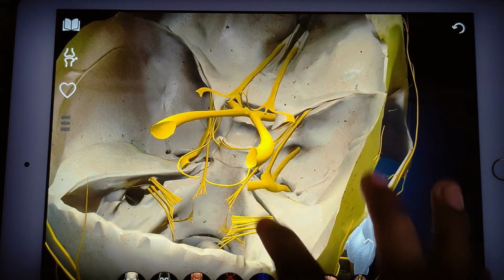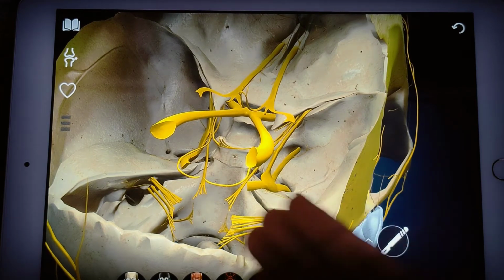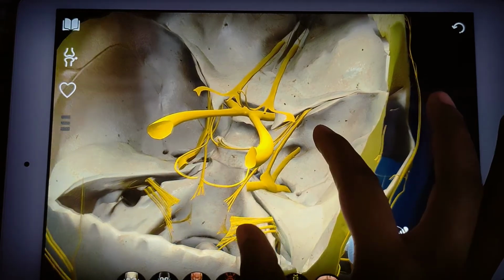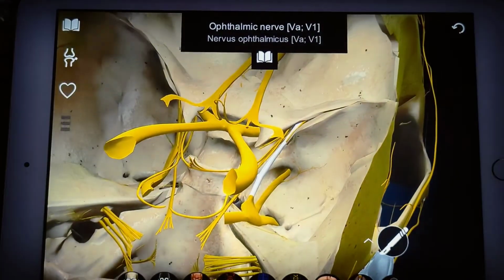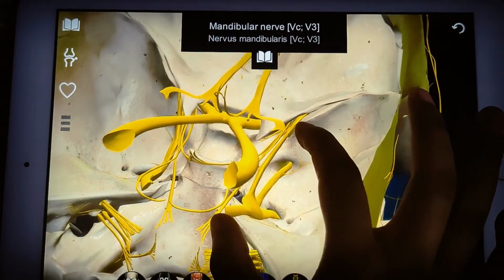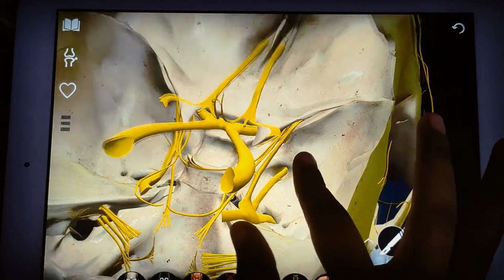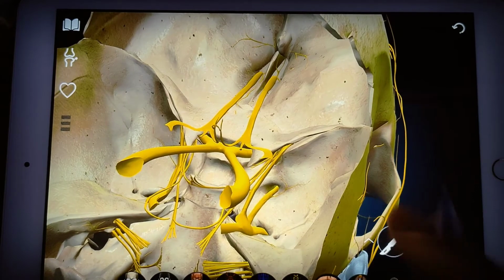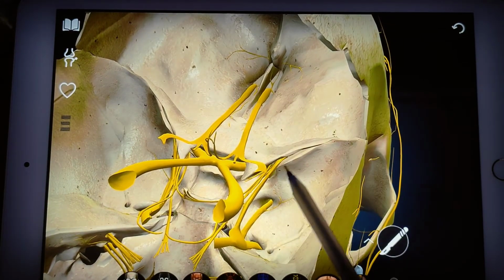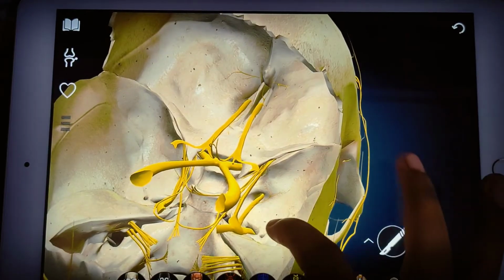The depressed area created by this ganglion is known as Meckel's cave. Now this is your ophthalmic nerve, this is your maxillary, and this is your mandibular. We are concerned about the ophthalmic and maxillary divisions only. First the ophthalmic division starts here and goes to the superior orbital foramen, so it will come into the orbit.